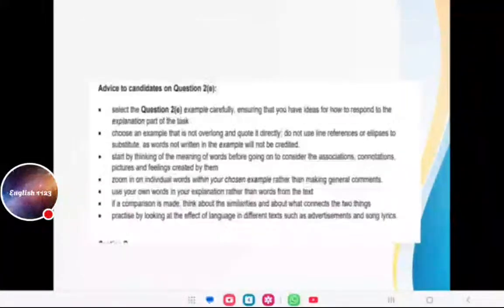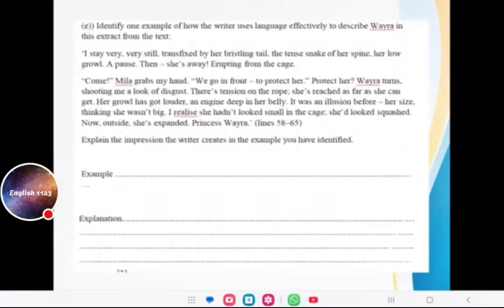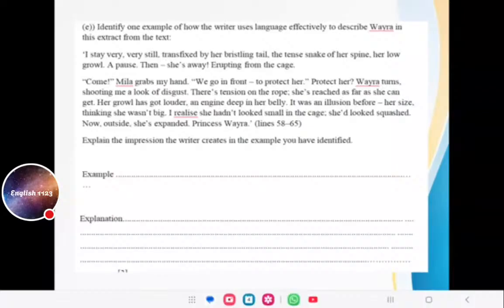Then if a comparison is made, think about the similarities and about what connects the two things. Practice by looking at the effect of language in different texts such as advertisements and song lyrics. Look at this: identify one example of how the writer uses language effectively to describe Vera in this extract from the text. So one example is given. You have to choose one example here and then write the explanation.